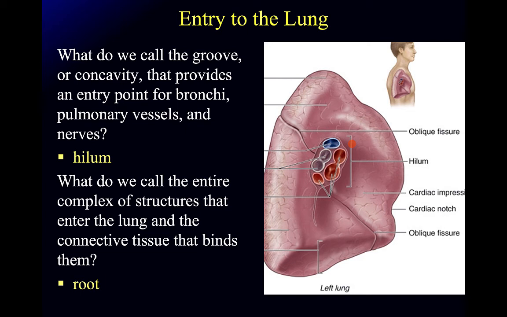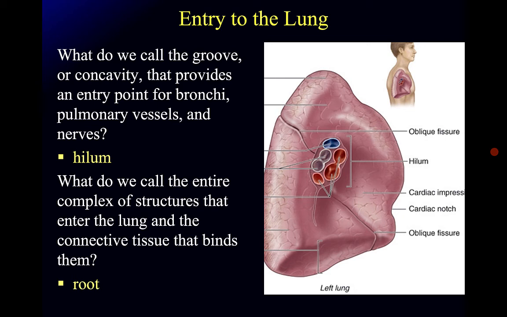In this case, this is going to be an entry point for the bronchi, but also for the pulmonary vessels. We're going to be sending our deoxygenated blood in through here in our pulmonary artery, and our pulmonary veins are going to exit from there. These other tubes are the bronchi. So that's the hilum. It's the concave area. We actually refer to that collection of vessels and tubes as the root of the lung.